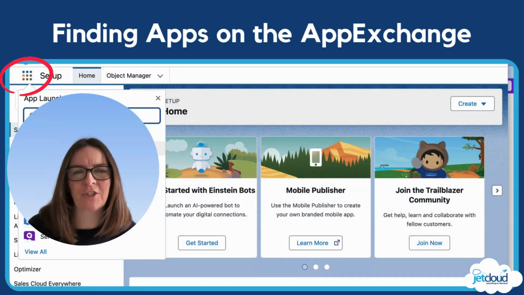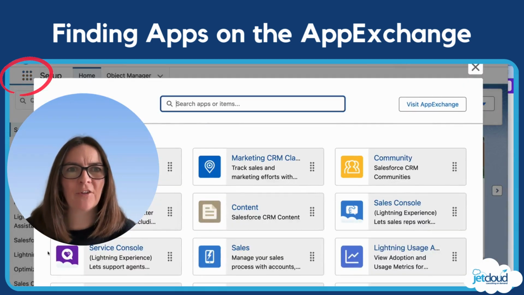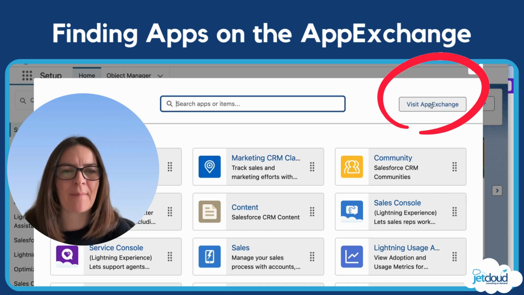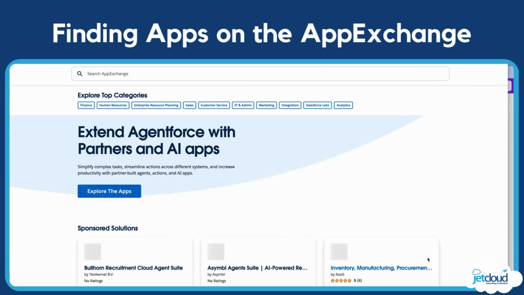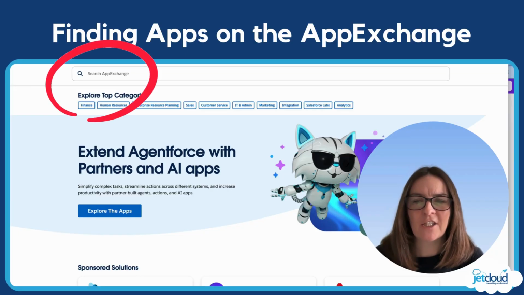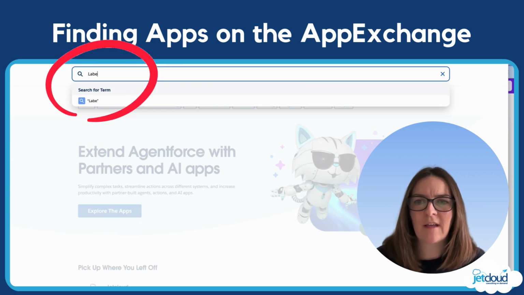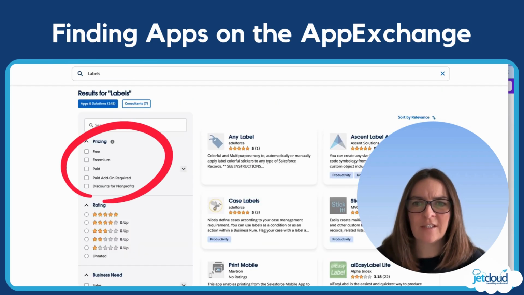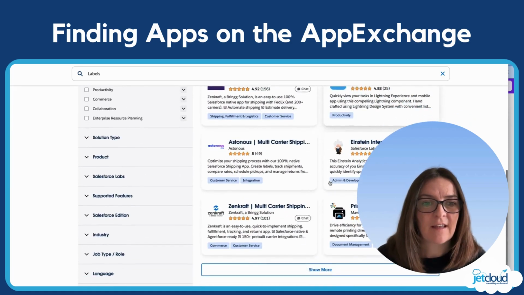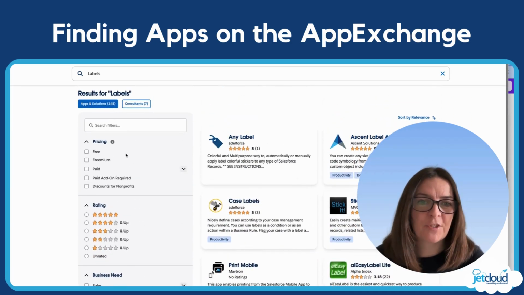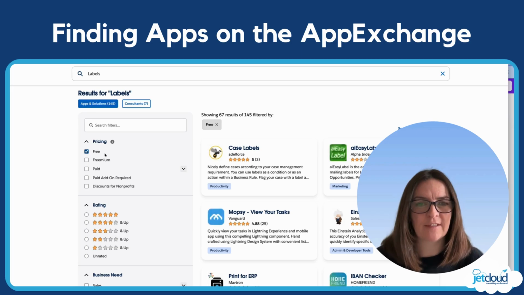If you want to check out the apps on the AppExchange, you can do this by going to the app launcher on the top left-hand side, clicking on the icon, and then opening the AppExchange. If you search for labels, you'll find there are lots of different solutions available. You can change the filters by selecting free, paid, or choosing the ratings for the products.